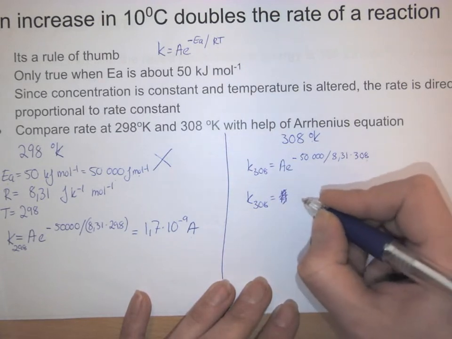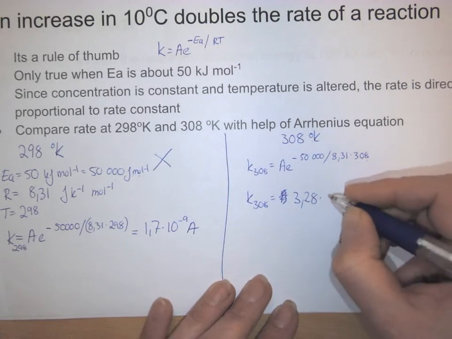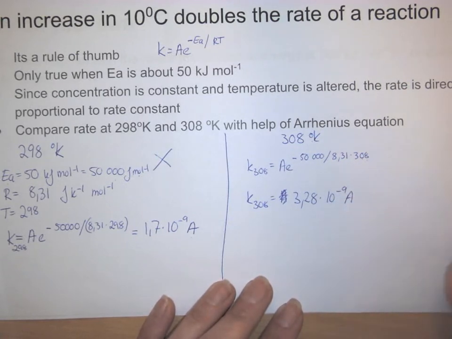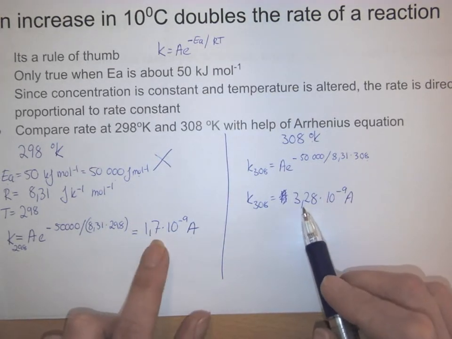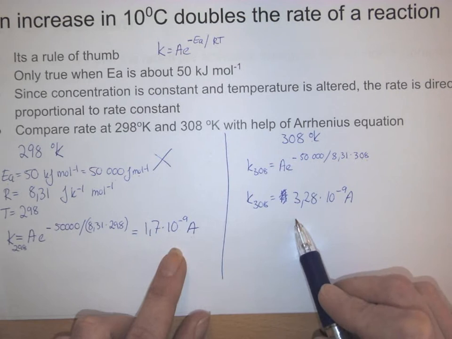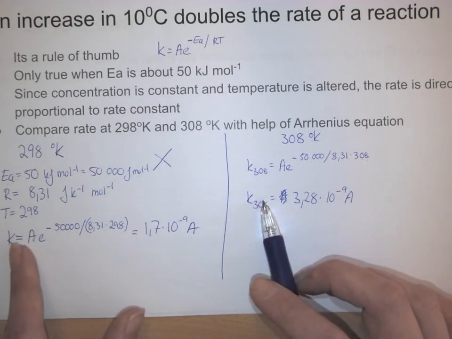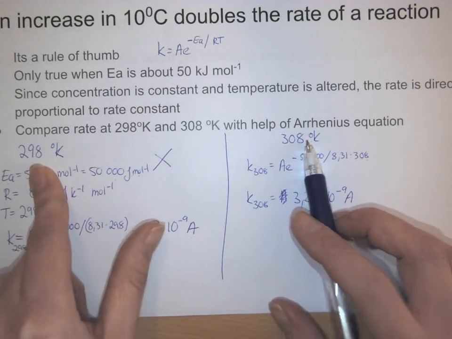And you see that this will have 3.28 times 10 up to minus 9 A. And you can see that it's almost a double here. So we can see that the rate constant will be doubled if we increase it by 10 degrees.